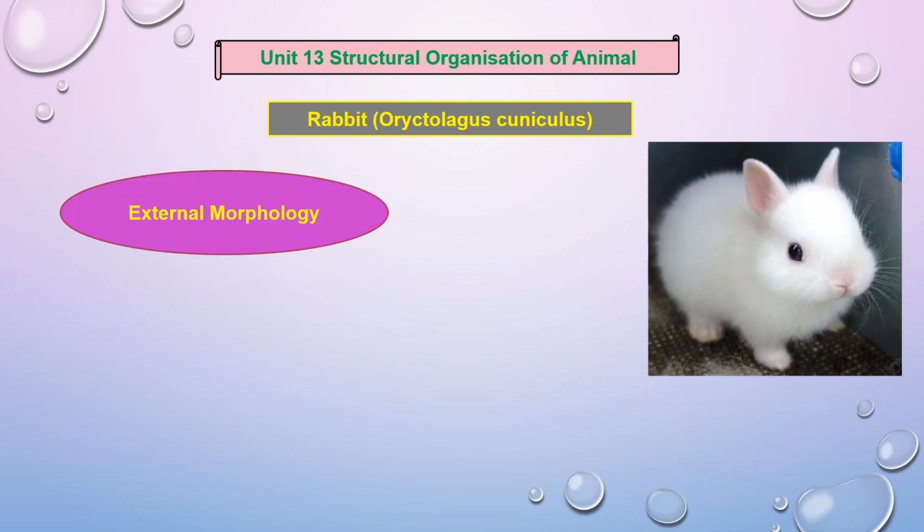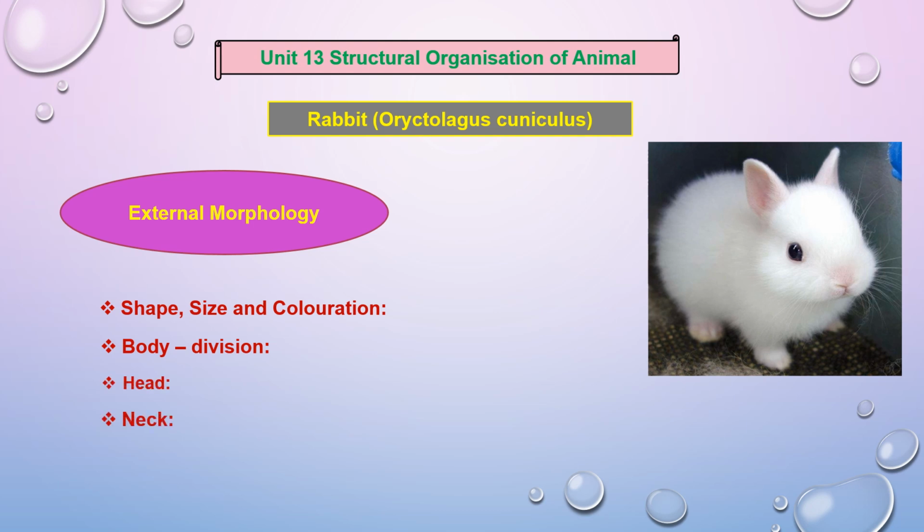What are the topics we are going to see in the external morphology? First one, body shape, size and coloration. Body division. Next, head, then neck, trunk, tail, and integument. Integument means body skin. Skin is otherwise called integument.